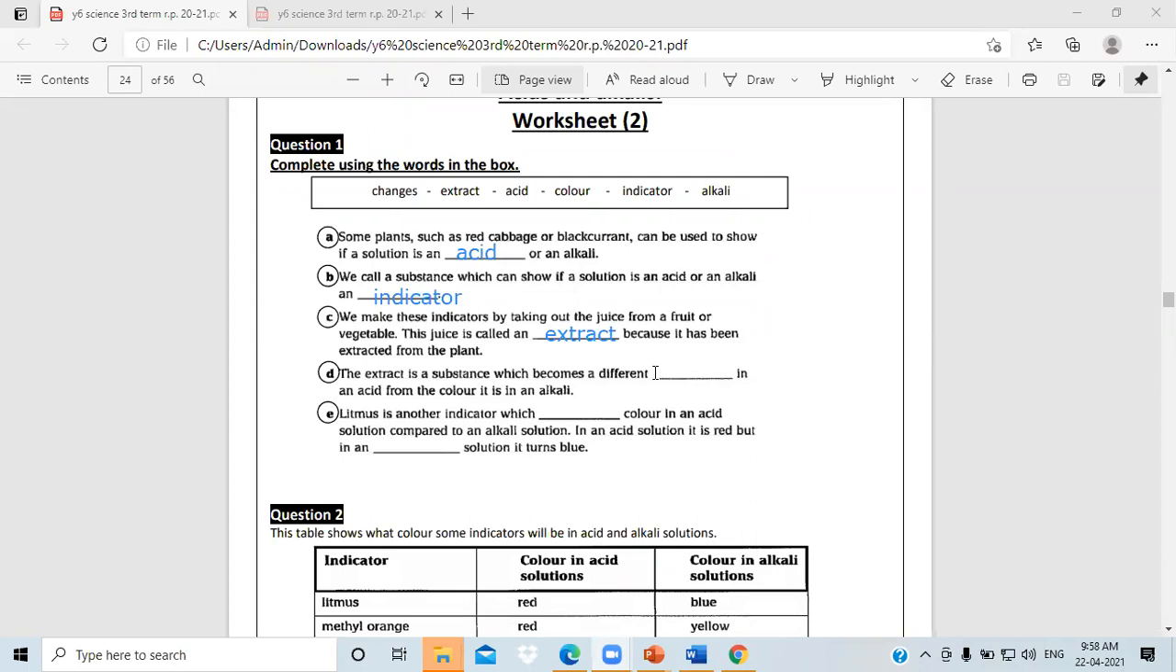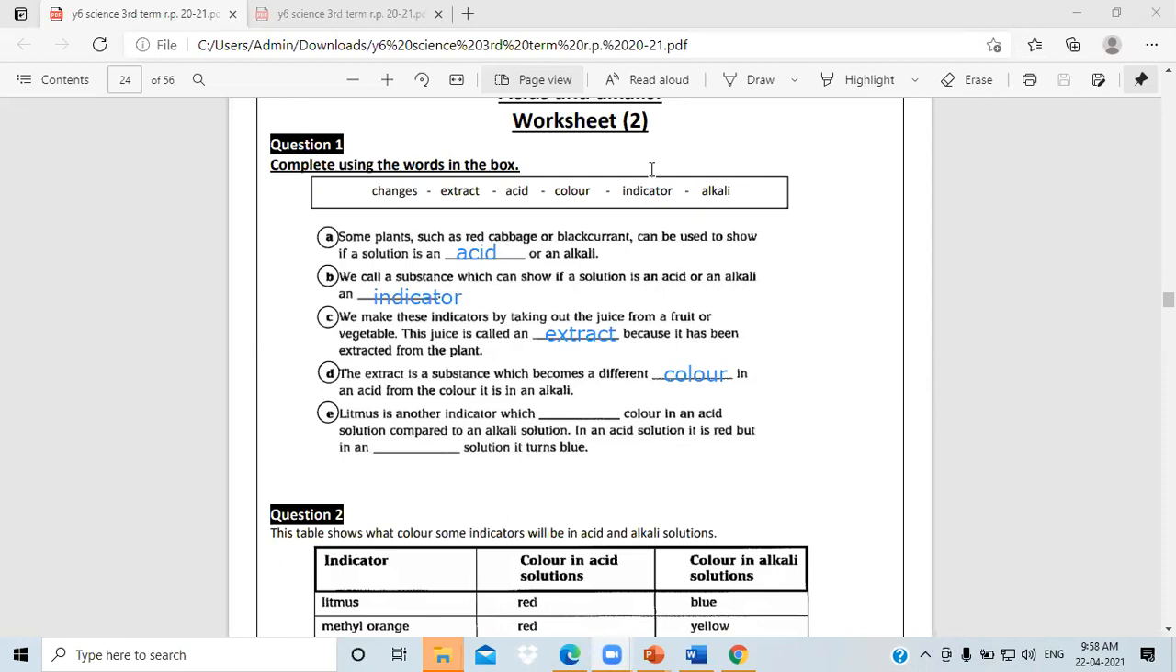He's saying color. Yes, a different color. Very good. The last one, litmus, is another indicator which turns what color in an acid solution compared to an alkali solution? What happens to its color when it's in an acid solution compared to an alkali?